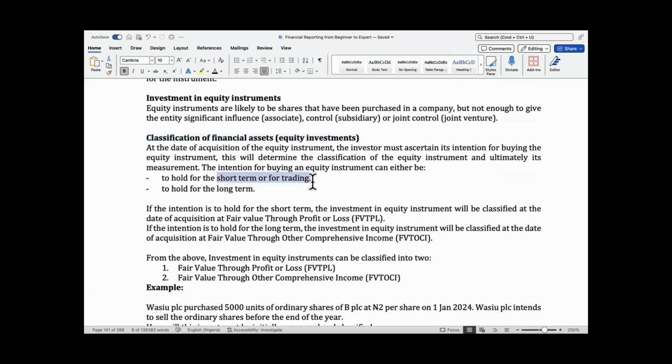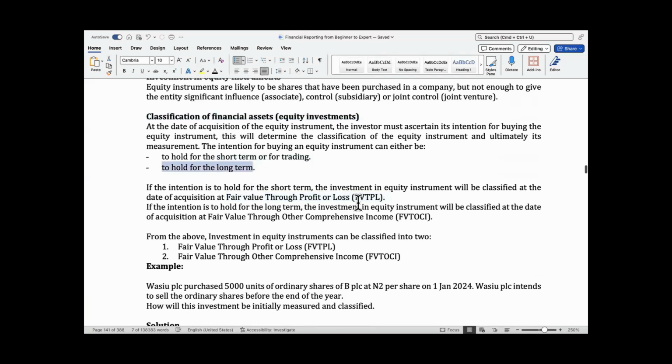If your intention is to hold it for the short term or for trading, you classify it at fair value through P or L. But if your intention is to hold it for the long term, you classify it at fair value through OCI.